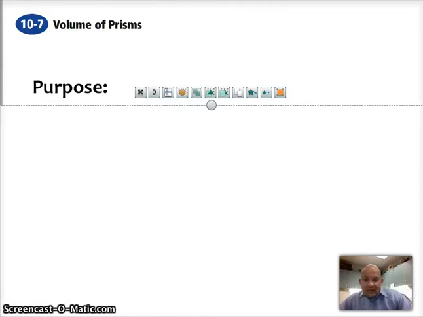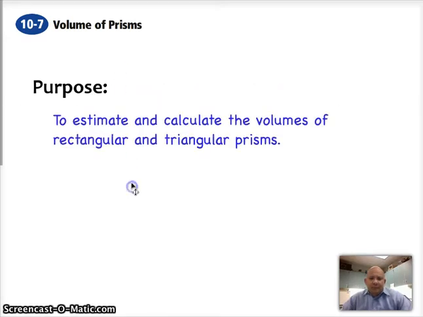Hi class, this is lesson 10-7. It's finding volume of prisms. Let's go ahead and take a look at the purpose. Today the purpose is to estimate and calculate the volumes of rectangular and triangular prisms.